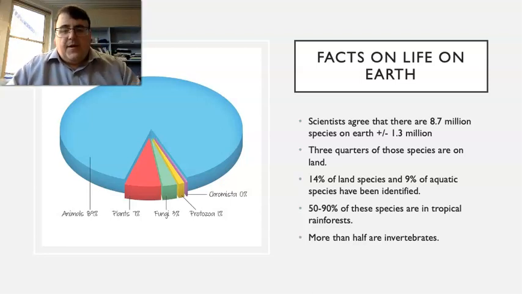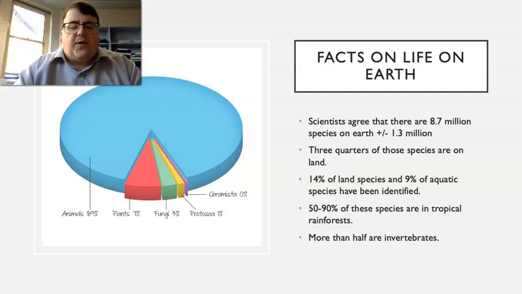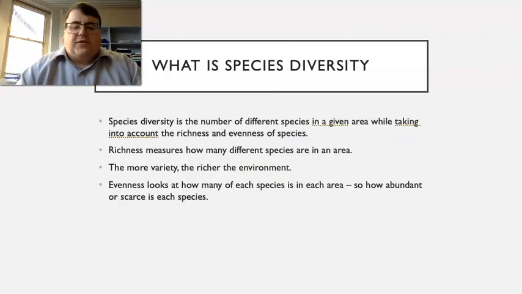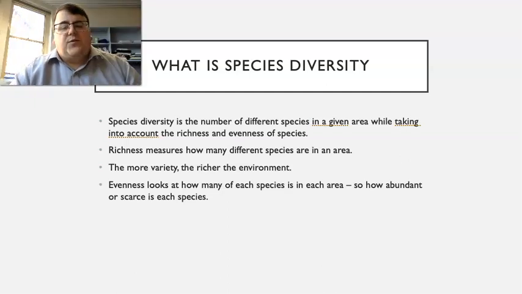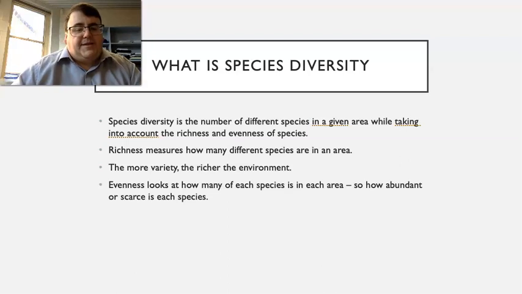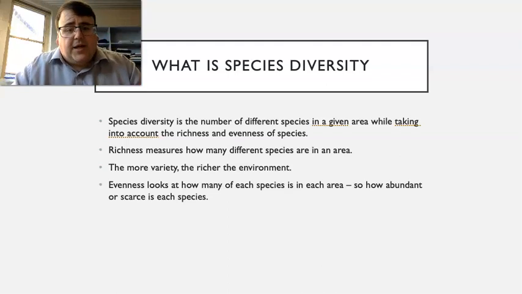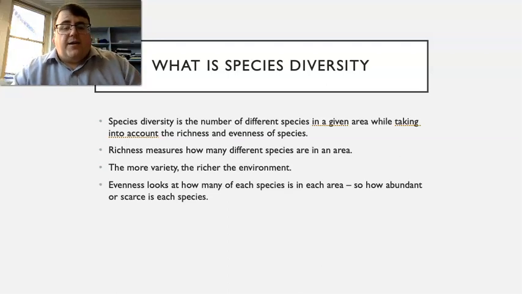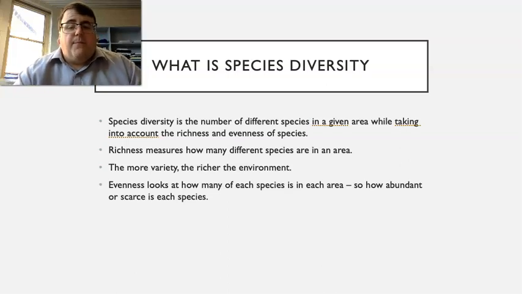Okay. So some interesting points of what actual biodiversity is and what life actually is. So what is species diversity? Now let's get into those terms, species diversity, etc. Species diversity is the number of different species in an area while taking into account the richness and evenness of species. So those two terms there, richness and evenness of species, we need to go a little bit deeper into those. Richness measures how many different species are in an area. So the more variety and the more number of different species that are there, the richer the environment. Whereas evenness looks at how many of each species is in the area. How abundant or scarce is each species?